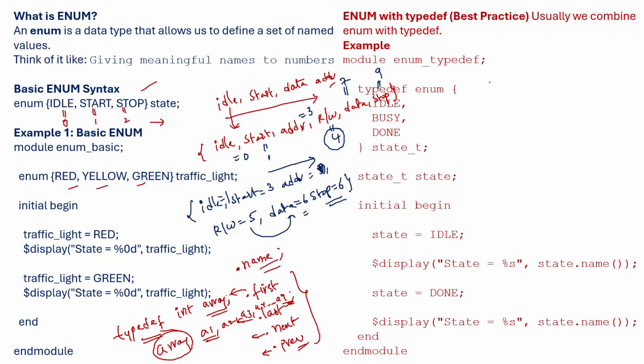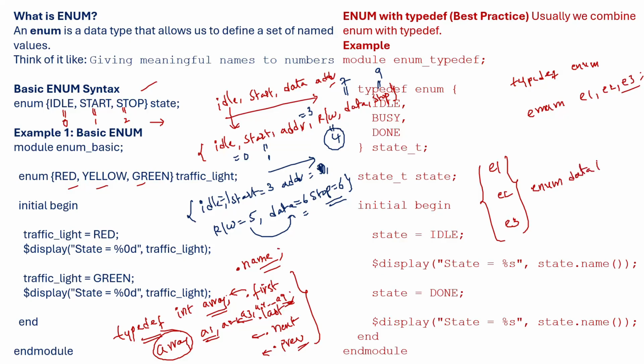Suppose I'm utilizing typedef enum. Then I'm utilizing this enum like E1, E2, E3, and so on. Okay, three enum data types I'm utilizing. And then anywhere I'm utilizing the enum data type, I will give E1, or E2, or E3. Okay, so all of E1, E2, E3 will act like enum data types. Clear? Any doubt in this?